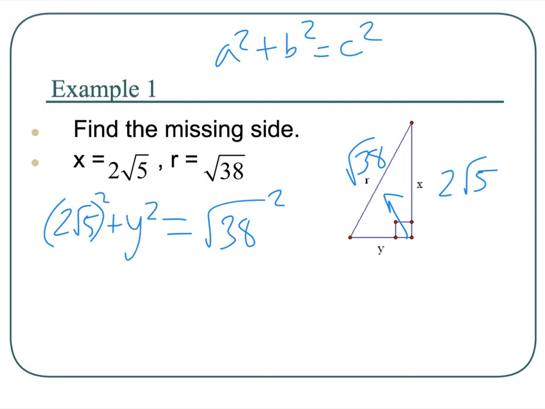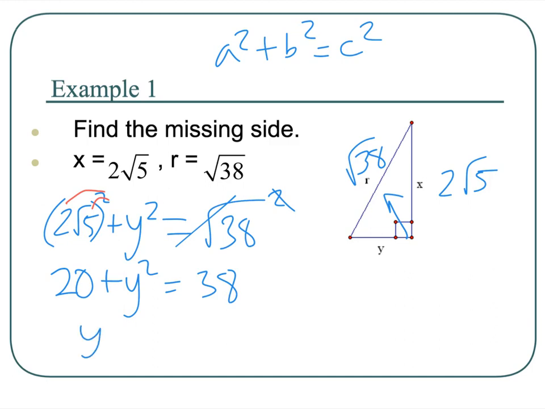squared. Anyone know why those parentheses are so important here? Why those parentheses are important around that 2 root 5? Very good, children. Yes, indeed. I could read your mind through the video. You are right. This would need to be applied to both the 2 and the root 5. Otherwise, no bueno. So 2 squared is 4, and root 5 squared is 5, so you end up getting 4 times 5, which is 20, plus y squared equals 38, because that just cancels that.